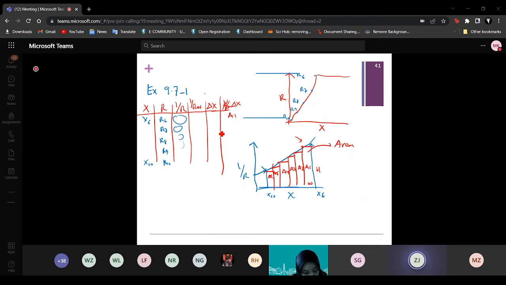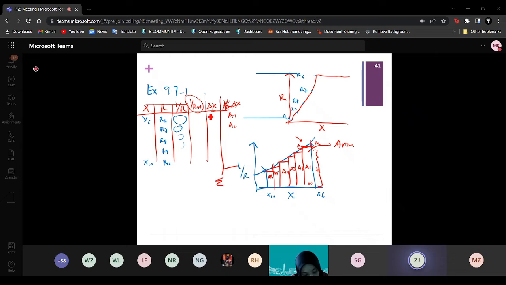This is area 1. This is area 2. And then you sum all the areas. So why do they use 1 over R average? Okay, just imagine this is R. 1 over R. This is also 1 over R. Because this rectangle consists of one height that is higher compared to the other side. This is the shorter side, this is the higher side. So what happened? They take the average. So that's why you have average height here.